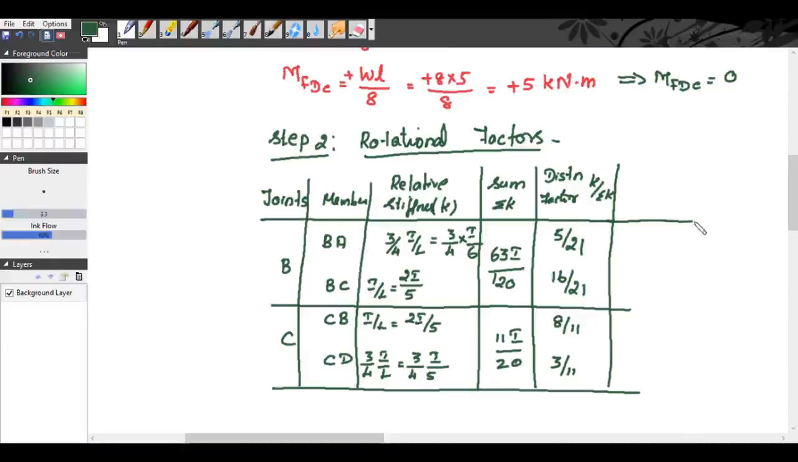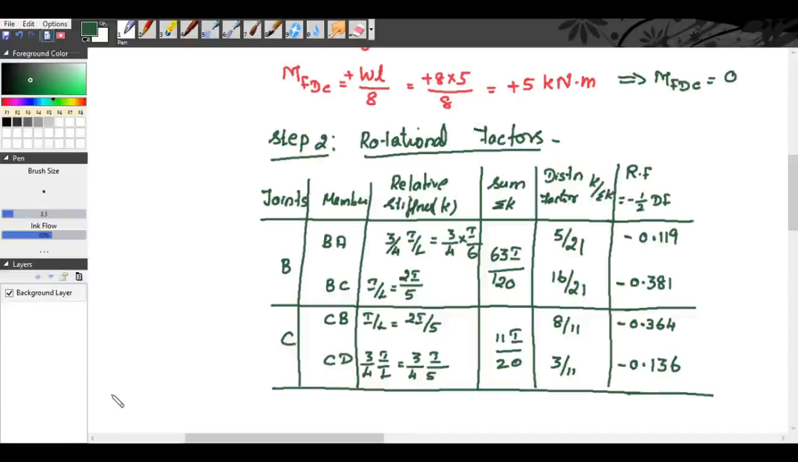Now we will determine the rotational factors. The rotational factor is equal to minus half of the distribution factor. For the member BC, it is 16 by 21 into minus 0.5, we get minus 0.381. Now for the member CB, it is 8 by 11 multiplied by minus 0.5, we get minus 0.364. And for the member CD, 3 by 11 multiplied by minus 0.5, we get minus 0.136. So step 2, rotational factor, is completed.